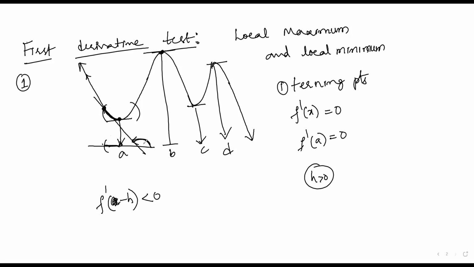Less than 0, obviously less than 0. And f dash of a plus h is what? Greater than 0. That means what? So now this a plus h means still here. So here if you draw now, what will happen? So its slope of the tangent is positive.